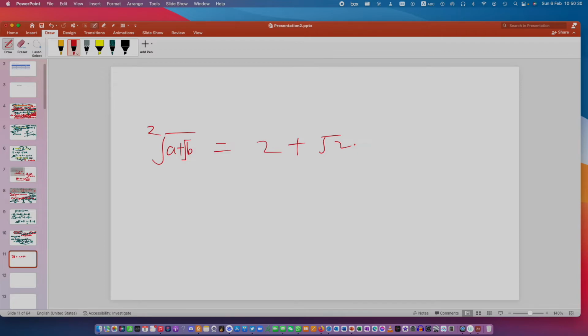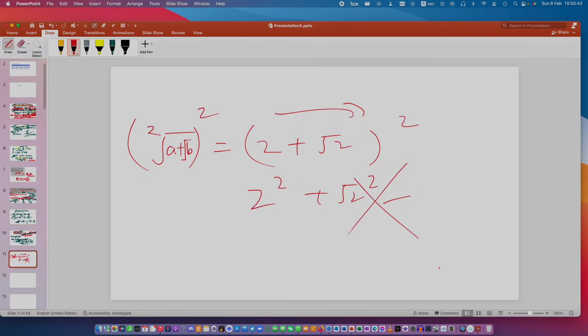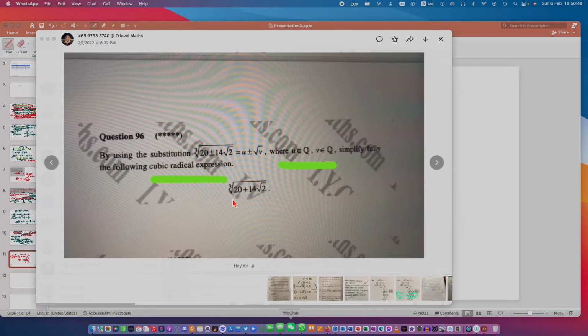The way to do this question is you need to get rid of the square root. Then don't make the common mistake like 2 square plus. No, that'd be too easy. You have been making this. Okay, good.